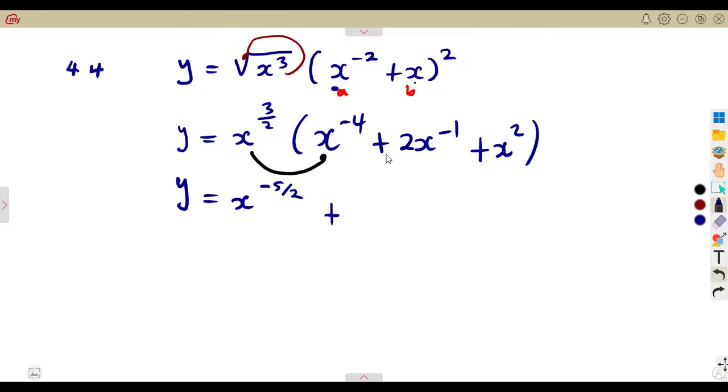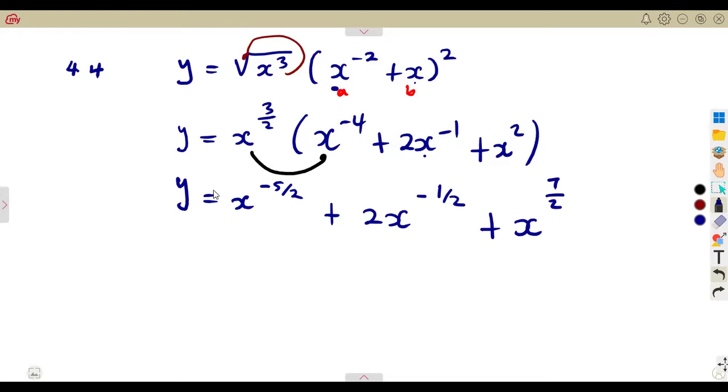Plus, you do the same thing. X and x there, you multiply. X and x, you add the exponents. 3 over 2 plus minus 2. It was going to be 2x to the exponent of minus half. The x and the x there, you add exponents. 3 over 2 plus 2, which was going to be 7 over 2.